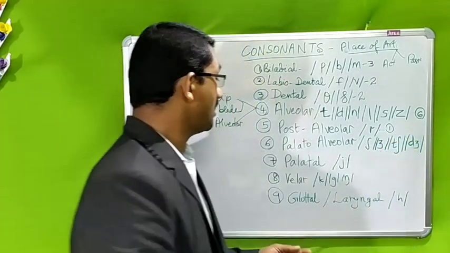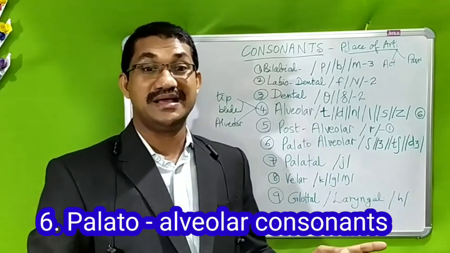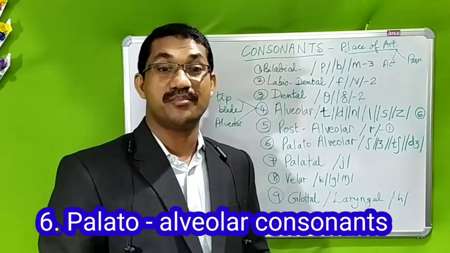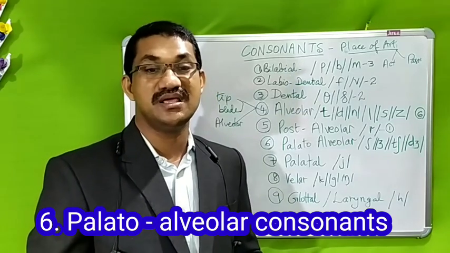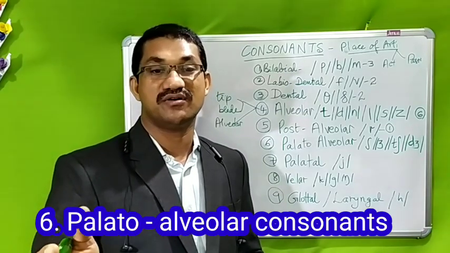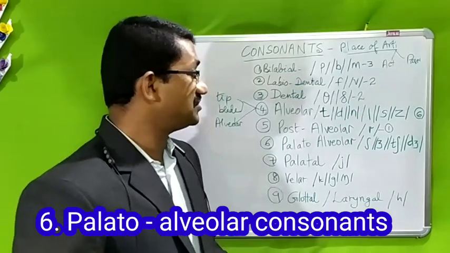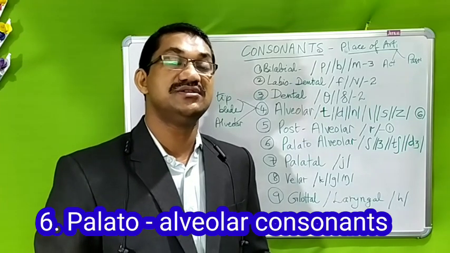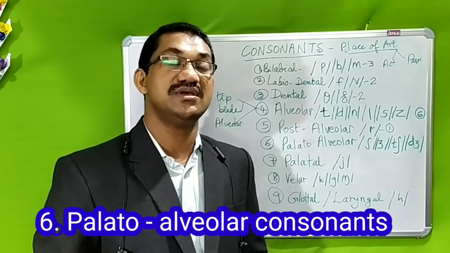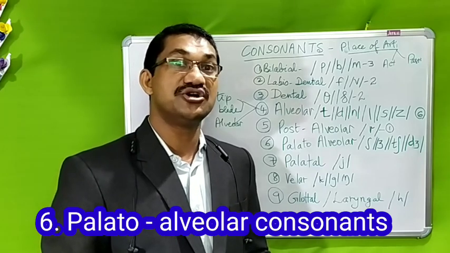Now we come to the sixth, that is palato-alveolar. Palato-alveolar sounds are produced by the tip and the blade of the tongue against the palate, that is of course the hard palate, and we have sounds like sh. The tip and the blade of the tongue is lifted towards the palate, that is of course the hard palate, right? Sh, sh.